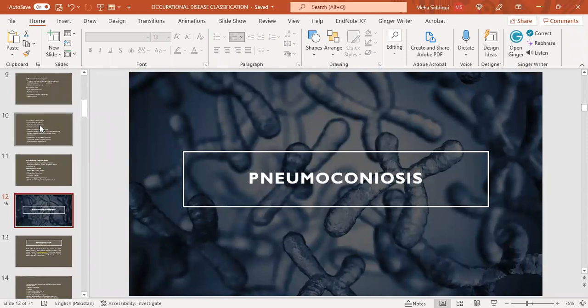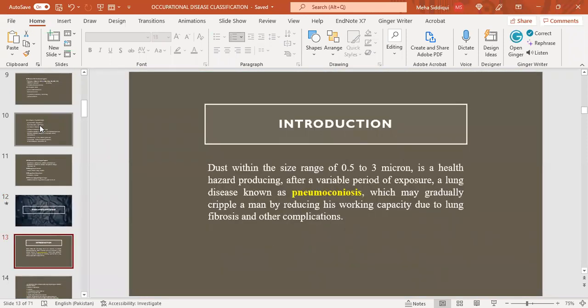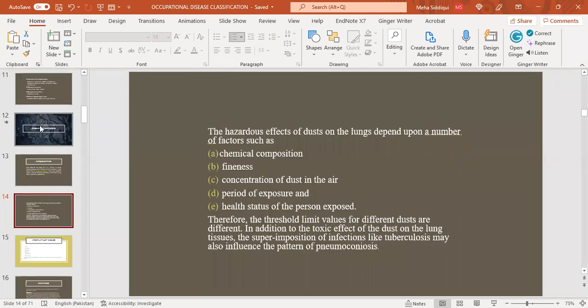Moving to our second topic, that is pneumoconiosis. Dust within the range of 0.5 to 3 microns is a health hazard that produces, after a variable period of exposure, a lung disease known as pneumoconiosis, which may gradually cripple a man by reducing his working capacity due to lung fibrosis and other complications. The hazardous effects of dust on the lung depend upon a number of factors such as chemical composition, fineness, concentration of dust in the air, period of exposure, and health status of the person exposed.